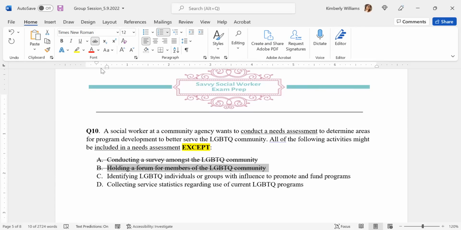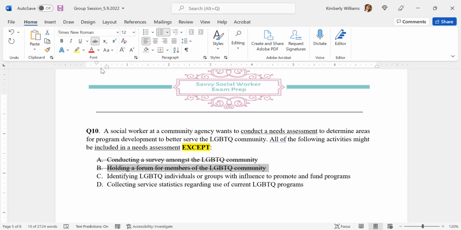All right. So what about D, collecting service statistics regarding use of current LGBTQ programs? Will that be included in a needs assessment? No. Service statistics. I would say yes. Okay, so somebody said no. I said no. Okay, so we got C and D. So y'all, we talking about a needs assessment. If you don't know it, make a note so you can go back and look over needs assessment, because even outside of LGBTQ, working in the community, they're gonna ask you some questions about needs assessment. So you have to know what's all included. A needs assessment, do y'all know what a needs assessment is?